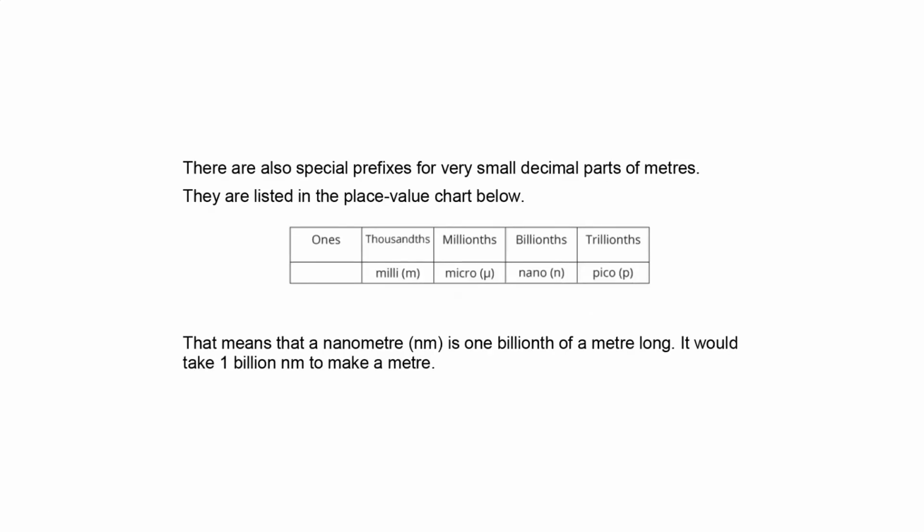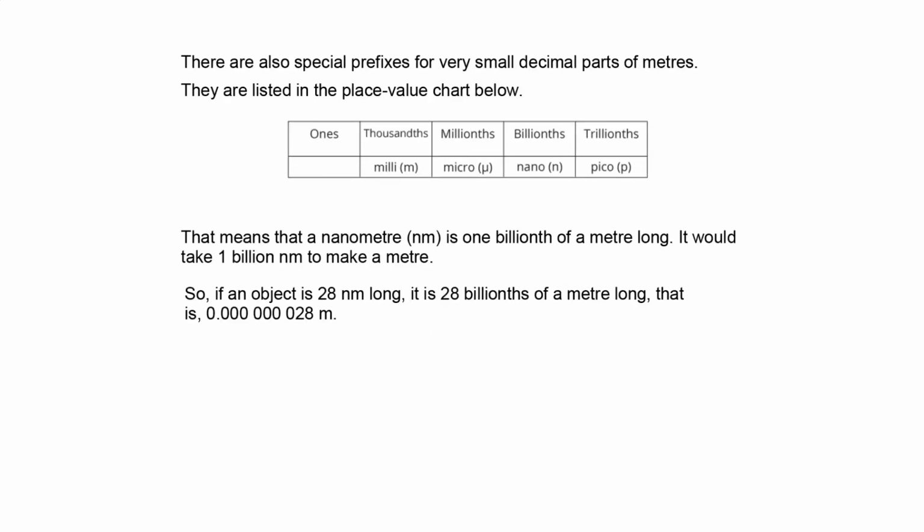That means that a nanometer is 1 billionth of a meter long. It would take 1 billion nanometers to make a meter. So if an object is 28 nanometers long, it is 28 billionths of a meter long. That is 0.000000028 meters. The same prefixes are used with mass units and capacity units, nanogram and picoliter.